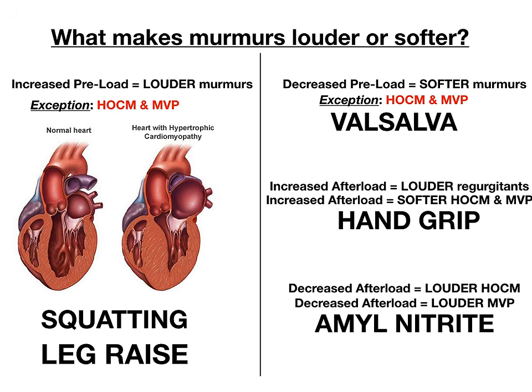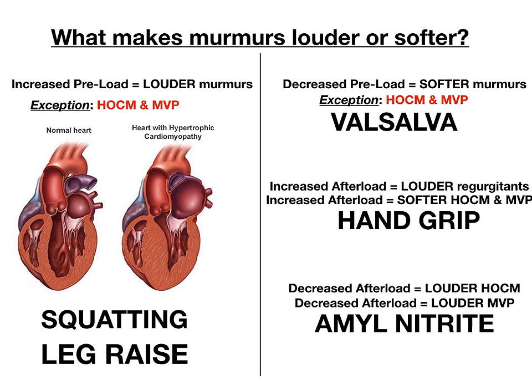The more confusing topic is what happens with preload versus afterload. So we're going to spend quite a bit of time on this slide. So I really want to make sure that you understand this. When you increase preload, basically what you're doing is pushing more blood back to the heart. Therefore, as more blood flows over valves, the murmurs become louder because more blood is going to flow over them.